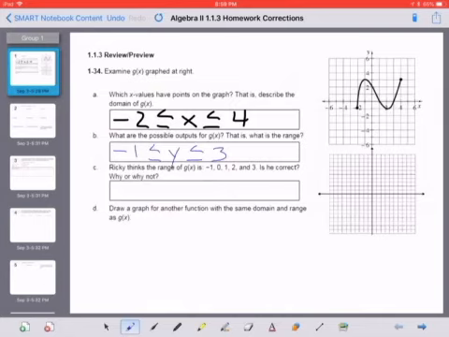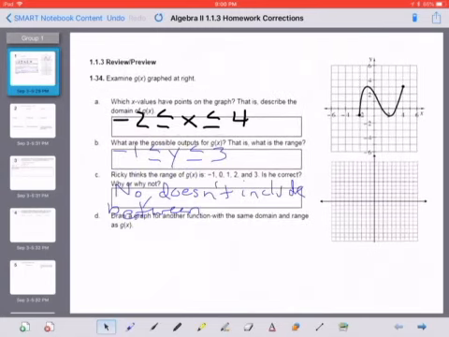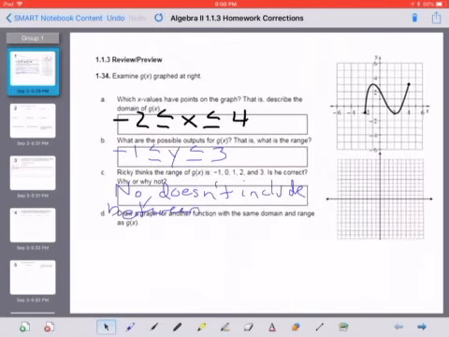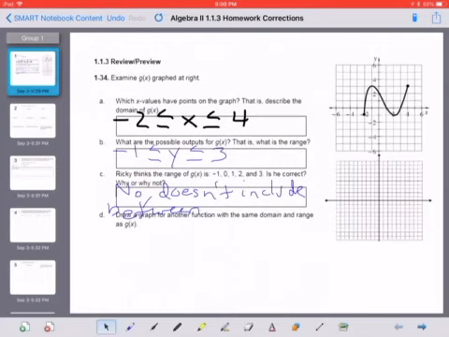Then part C says, Ricky thinks the range of g of x is -1, 0, 1, 2, and 3. Is he correct? The answer is no. He doesn't include anything in between. What I mean by that is he doesn't include the decimals, he doesn't include fractions, doesn't do anything in between -1 and 0, for example.